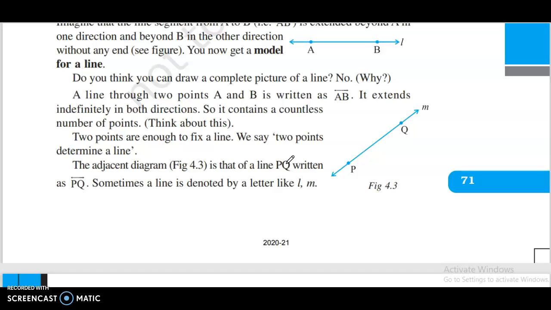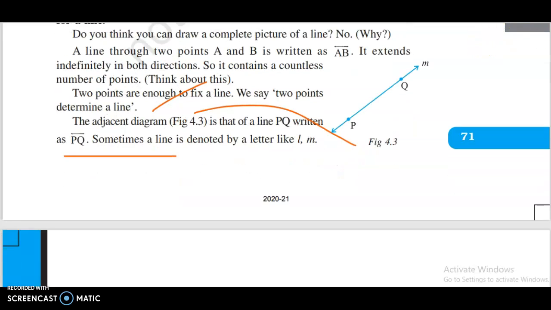Think about this. Two points are enough to fix a line. We say two points determine a line. The adjacent diagram 4.3 shows a line PQ. Sometimes a line is referred to by a single letter like L or M. Here P and Q are on the same line M.